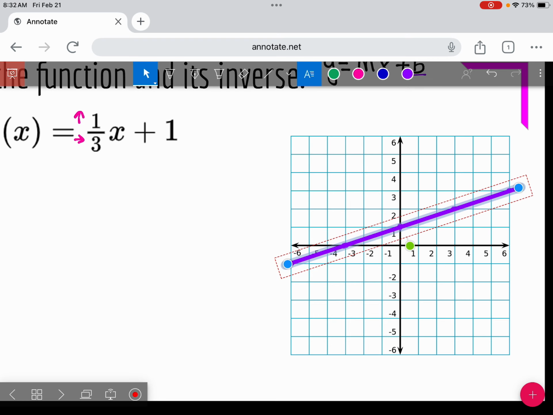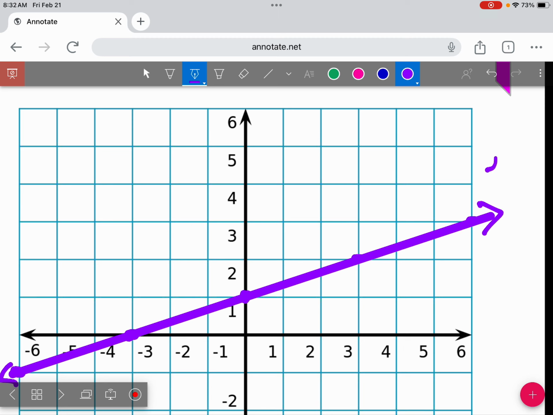Here we go. I'm being a jerk. There we go. I'm going to draw my arrows on either end. And then since I know this is my f of x, this is the only equation we have right now, I'm just going to label it. I'm going to put it right over here. I'm going to put f of x. That is sufficiently labeled.